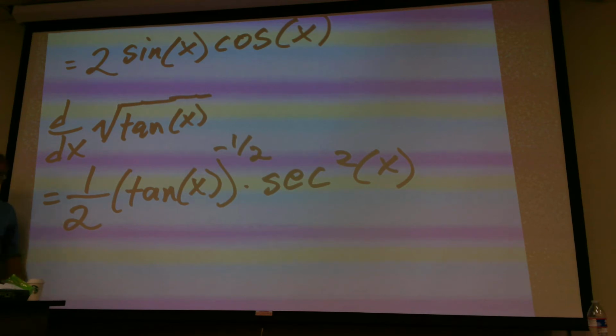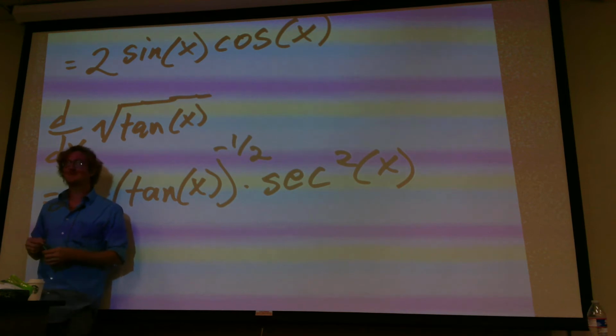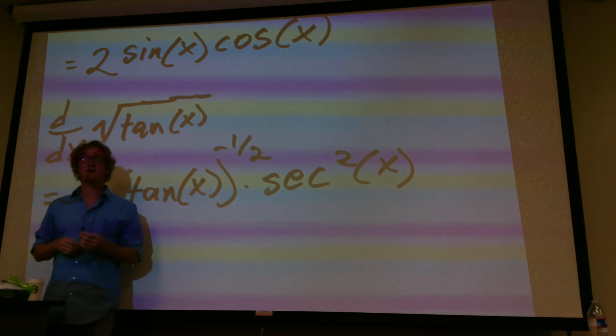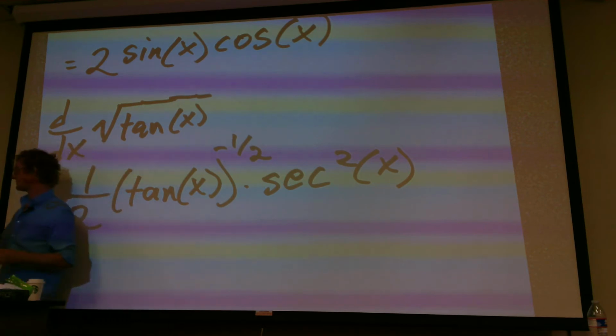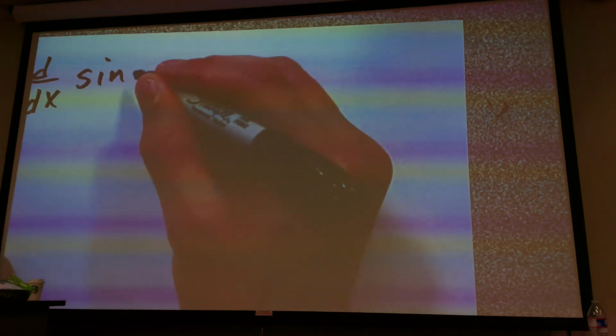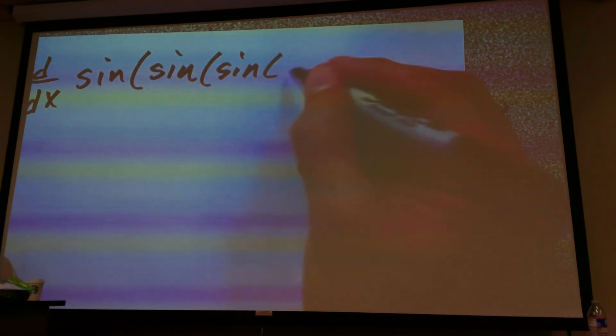Okay, so that's the product rule, the quotient rule, chain rule. Let's consider these problems. What if they're nested within each other? I mean, what if you have like three things that are nested? So if we said, okay, what would be the derivative with respect to x of sine of sine of sine of x?